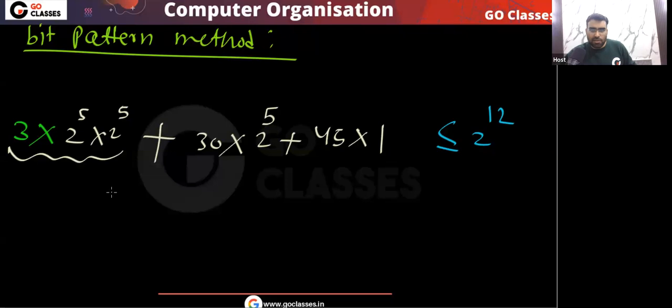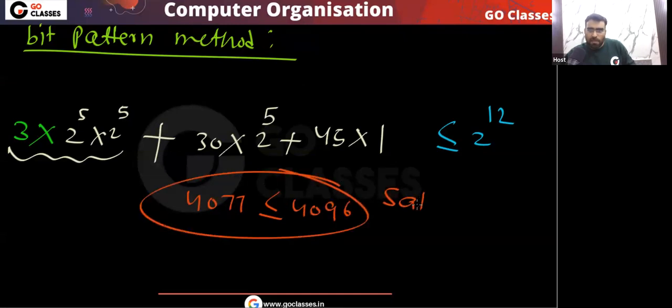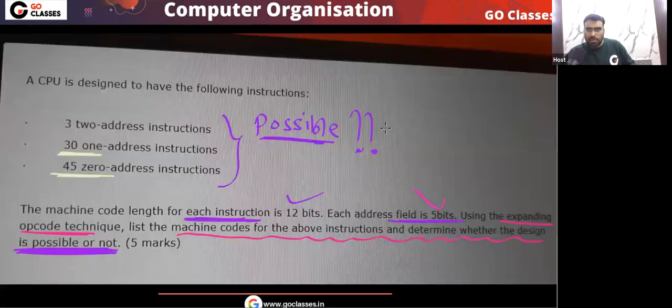So tell me, look at this equation and tell me, is this satisfied or not? It will be 4077 less than or equal to 4096. This is satisfied, right? So it is possible. The answer is yes, it is possible. Is this clear? Very simple.